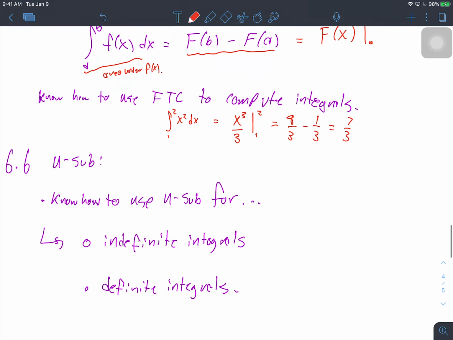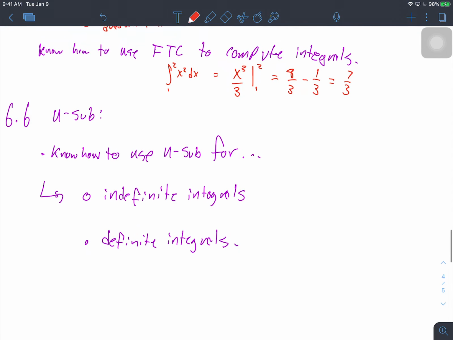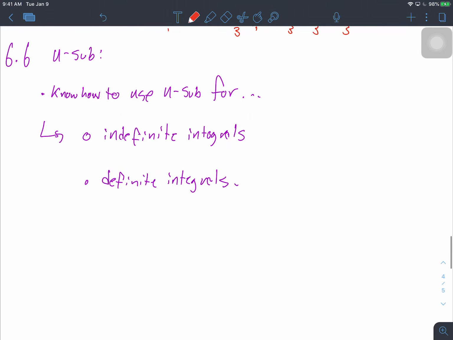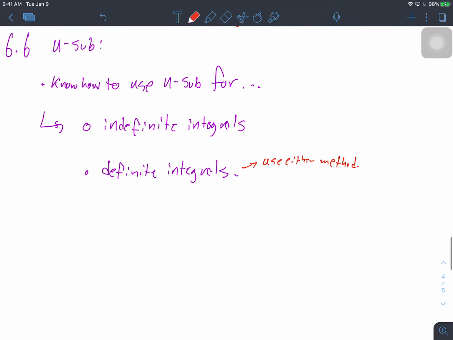Okay, last section, we need to know how to use u substitution. And we should know how to use u substitution for indefinite integrals and for definite integrals. In particular, for definite integrals, use either method. I'm not going to ask you to use one method over the other. Just use whichever one you feel is the most comfortable for you.